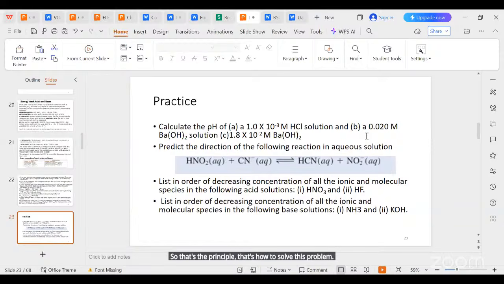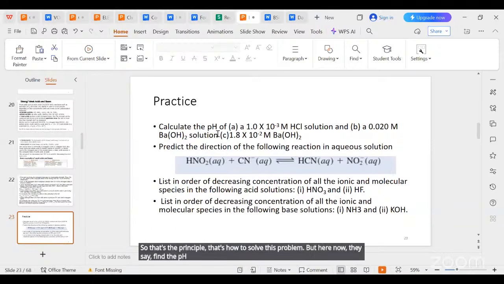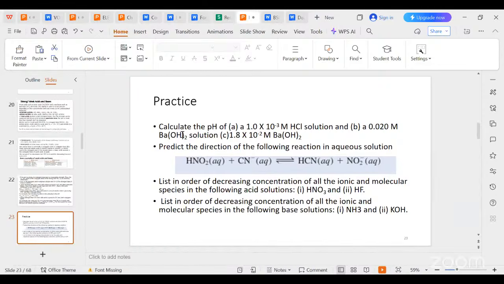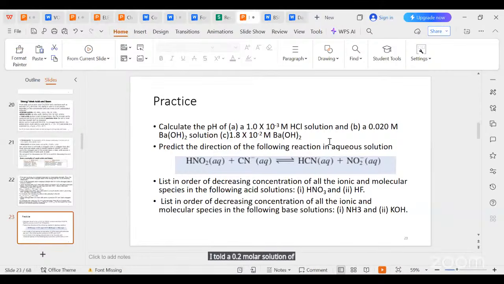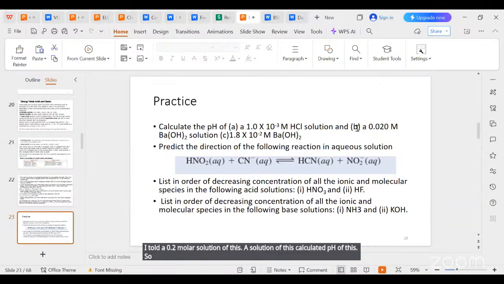But here now they say find the pH of this. In this solution, it's not going to be hydrogen ion that is going to be more. This solution is going to be dominated by the OH ion. So to solve for this, you first find the OH concentration. The concentration is told as a 0.2 molar solution of this. So this solution now is barium hydroxide.